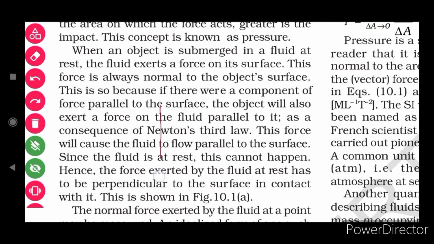Just let me draw this. An object is submerged in a fluid. So what will happen now? The object will exert force on the surface. In return, the liquid will also exert force on the object. But just remember, this force is always normal to the object surface. The force exerted by the fluid will always be normal to the surface.